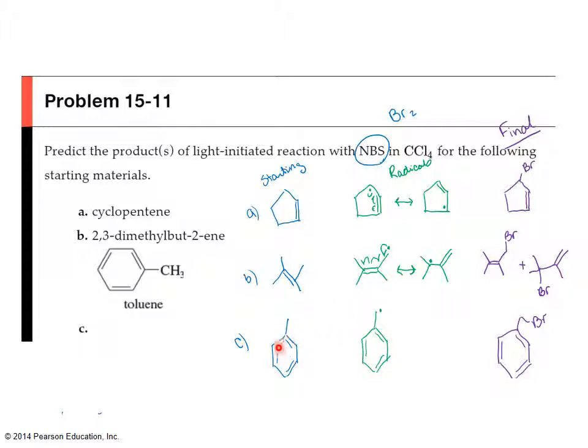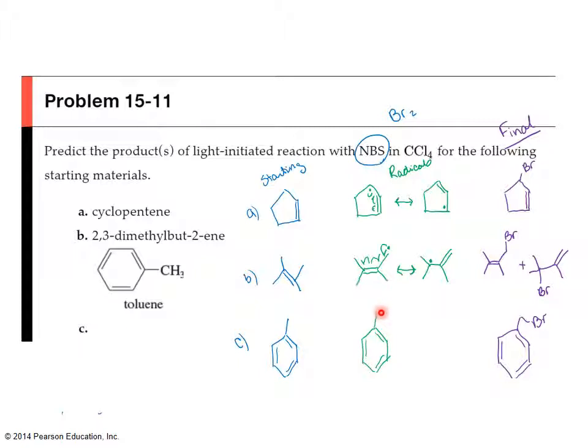For this one, you've got an aromatic situation there. You've got benzene. This is actually toluene because it has the methyl group hanging off. So it's going to produce an allylic radical. That's going to be here. That's the only place that radical can go.